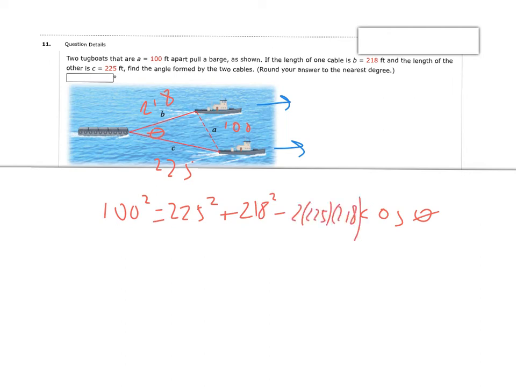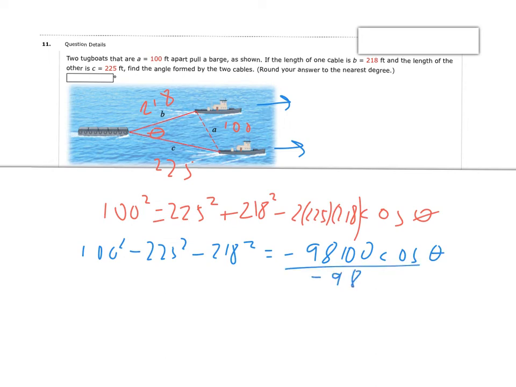Okay, so looking for the angle here, so we're going to have to subtract these guys over. And that'll equal, and I'll go ahead and multiply these numbers together. Negative 9,8/100 cosine of theta. So we'll divide that over.